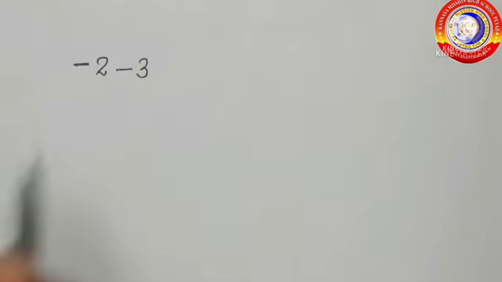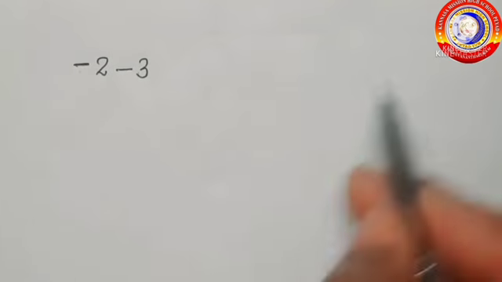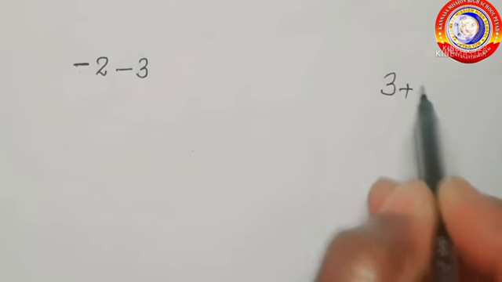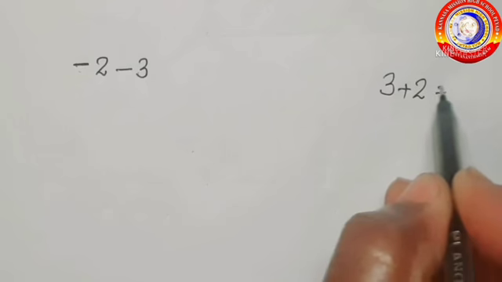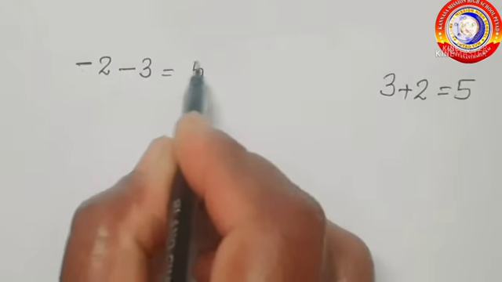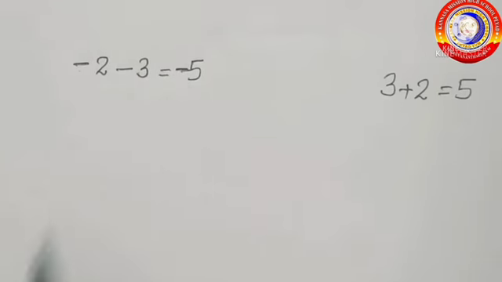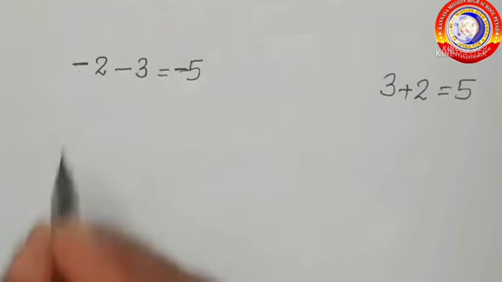Next one, find minus 2 minus 3. Here the numbers are of the same sign. So we add the numbers, then put the sign. So 3 plus 2 is equal to 5, then put the minus sign. So the answer is minus 5.